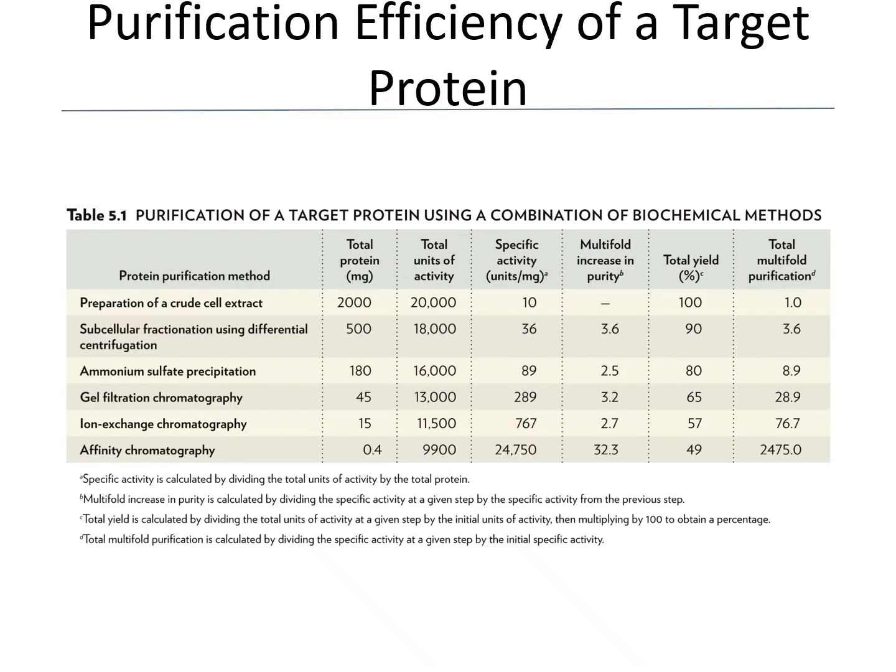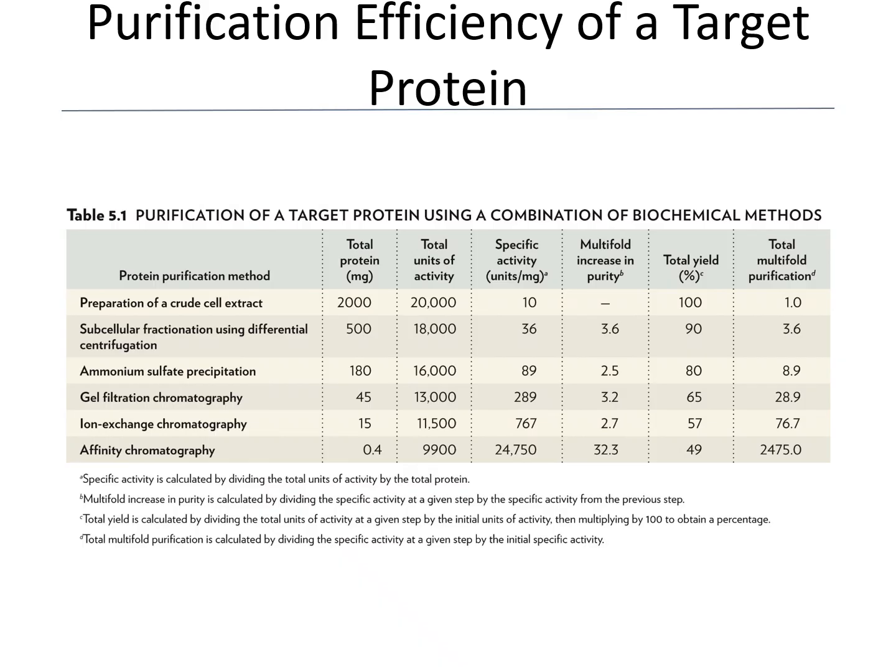So that's HPLC. So in the end of the protein purification, you want to calculate the purification efficiency of a target protein. So you have to familiarize yourself with this table. The first column here is the total protein. From the beginning, the crude cell extract, you have 2,000 milligram protein, okay? And then you have the subcellular fraction using differential centrifugation, which is 500 milligram. And the total unit activity goes from 20,000 down to 18,000. All right, so that's the first step, the subcellular fractionation using the differential centrifugation. So the total protein is down from 2,000 to 500, and total activity down from 20,000 to 18,000.